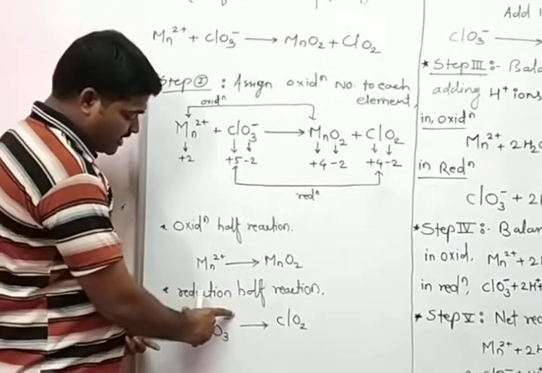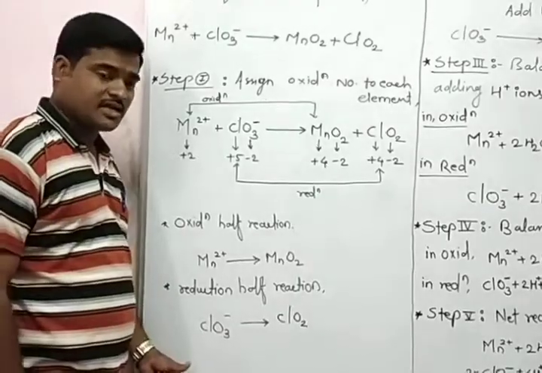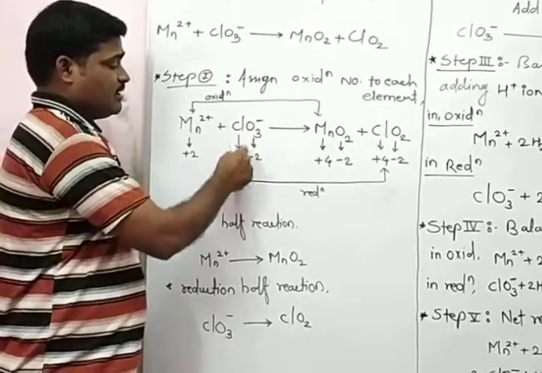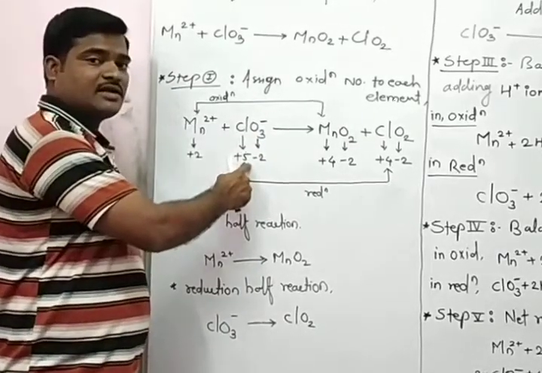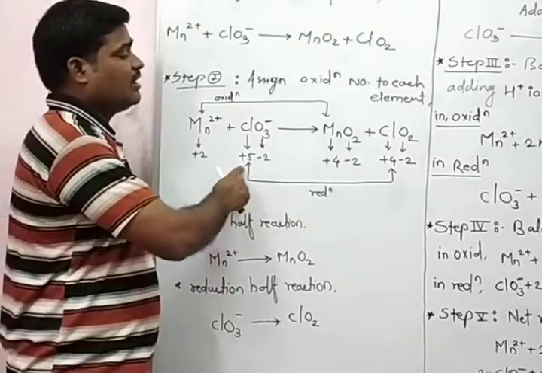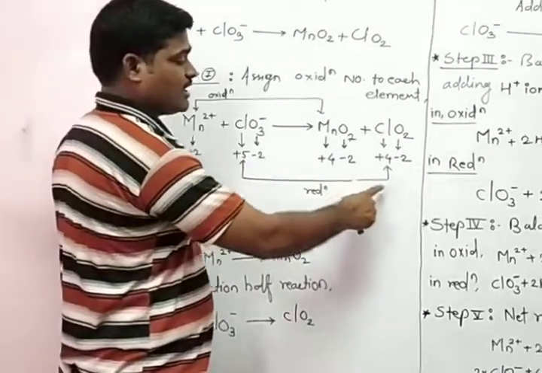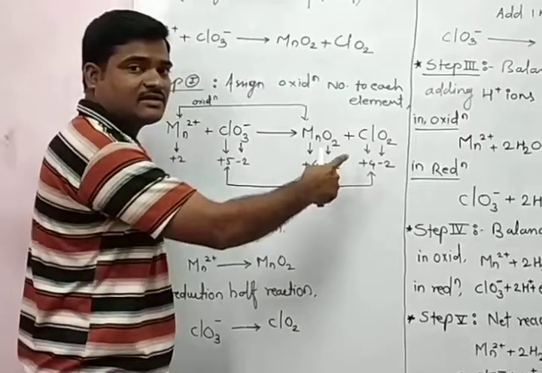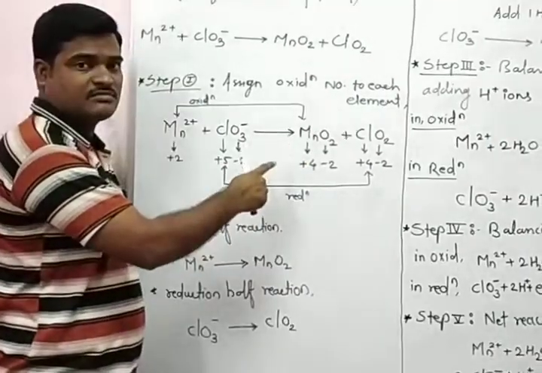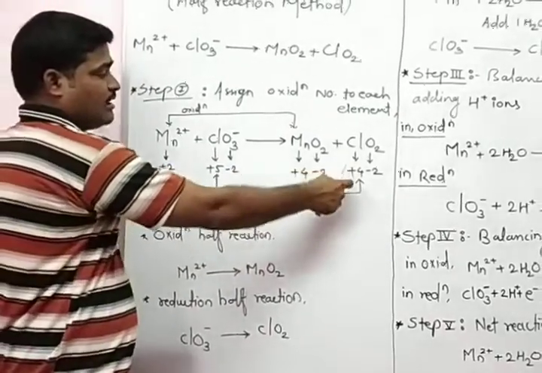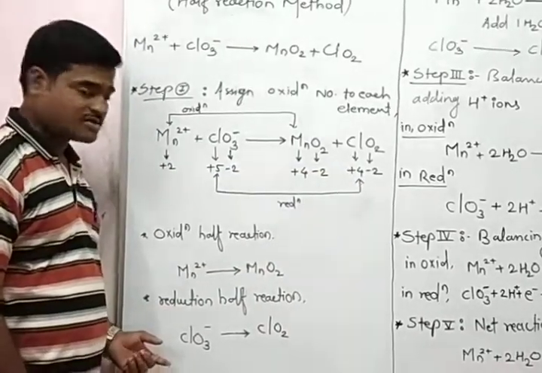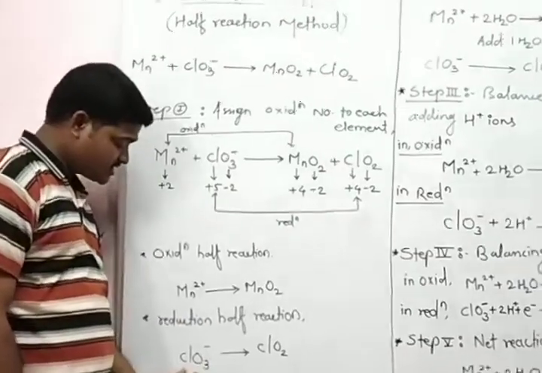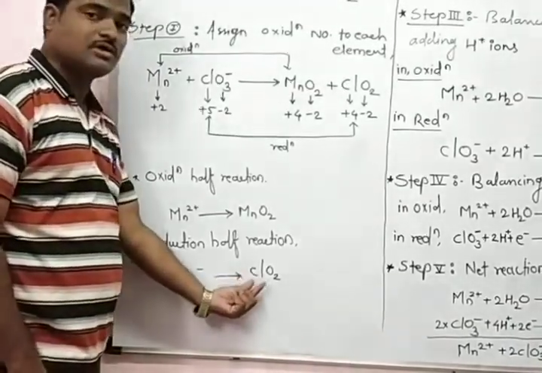Now we have to write the reduction half reaction, again for ClO3. Chlorine at the reactant side is present in +5 oxidation state, and I have shown with the help of an arrow here that it will convert into +4 oxidation state. This indicates that reduction takes place, means one electron is added and chlorine is converted into +4 oxidation state. I have mentioned here the reduction half reaction, that is ClO3- is converted into ClO2.